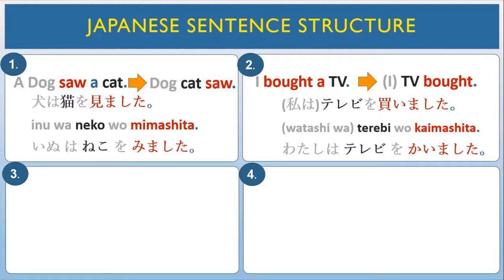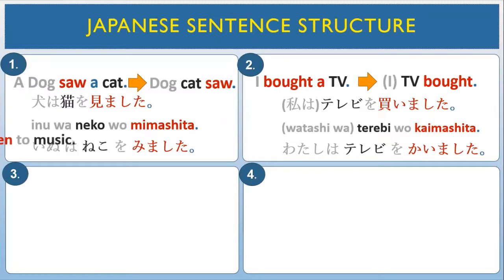Whenever mashita comes, it means that it is something about past tense, okay? Something that is finished. 私はテレビを買いました。Watashi wa terebi o kaimashita. Okay, so this is I bought a TV. This is how we say I bought a TV.